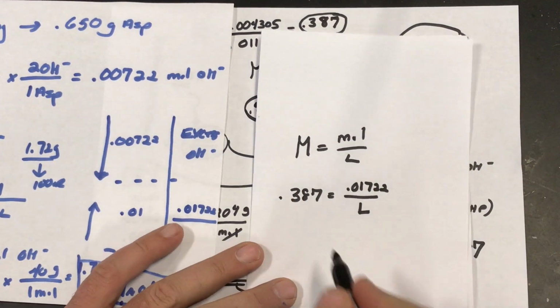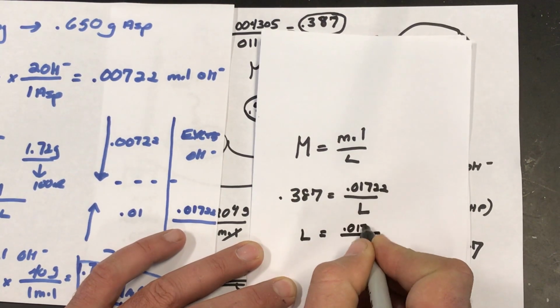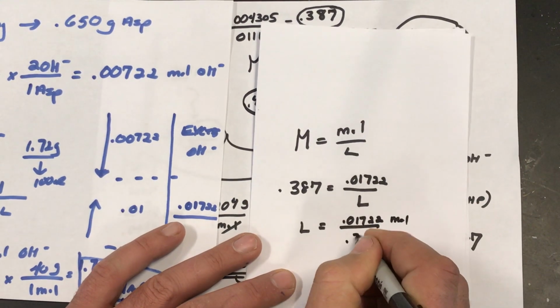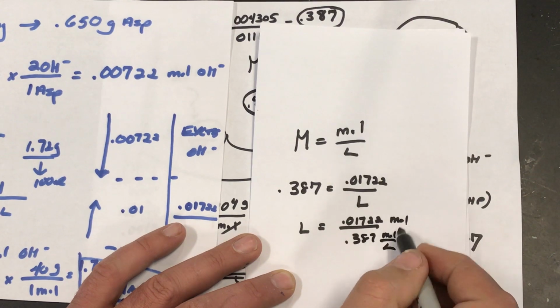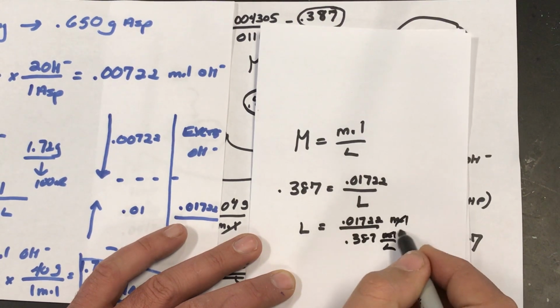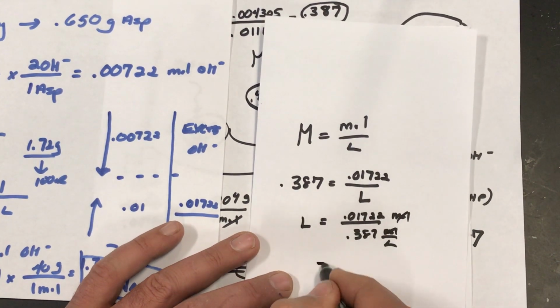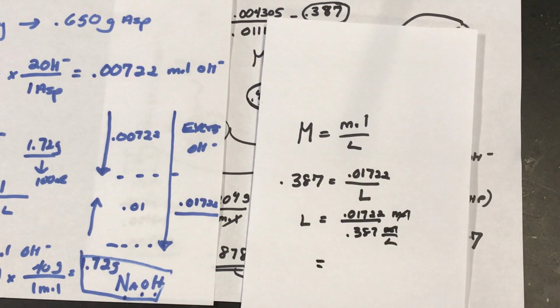So we're going to solve for that. And if you do your algebra, liters is equal to 0.01722 moles over the 0.387 moles per liter. Obviously, moles cancel. 1 over 1 per liter is going to give you liters. So what is the liters needed to deliver that? What is the exact value? So if I do 0.01722 divided by 0.387. What is that?